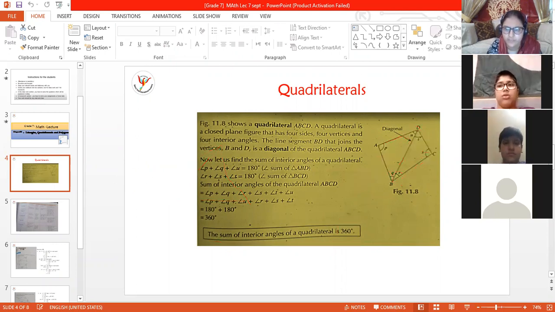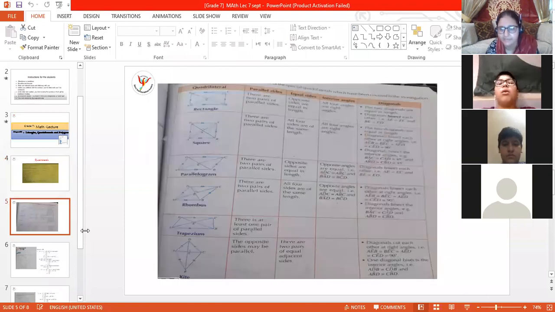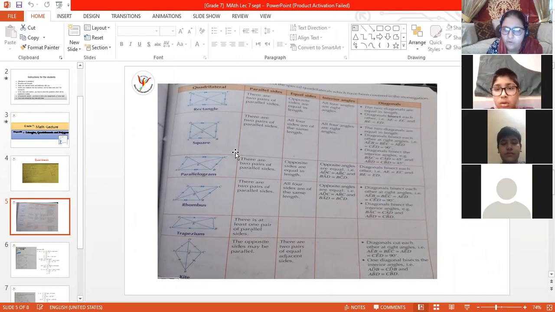There are many types of quadrilaterals, and we have to study some of them. On your books, page number 273, I guess. There's 273 or 270. There is a table which is showing the different forms of quadrilaterals, right? You have to memorize each and every property of these quadrilaterals. How many parallel sides it has, how many equal sides it has, what are the interior angles of the quadrilateral, and what are the diagonals.